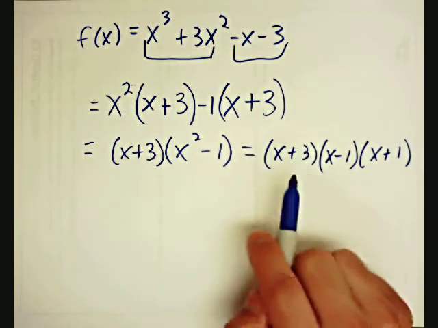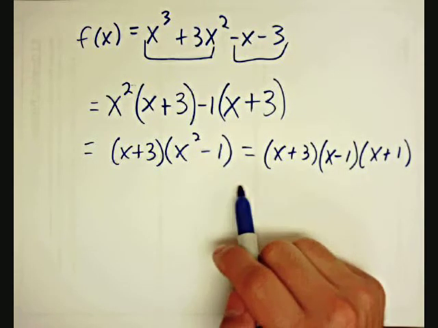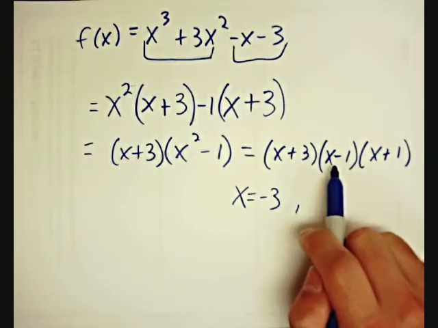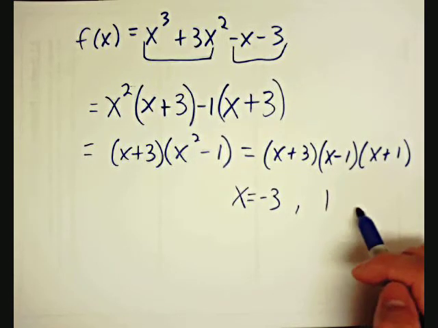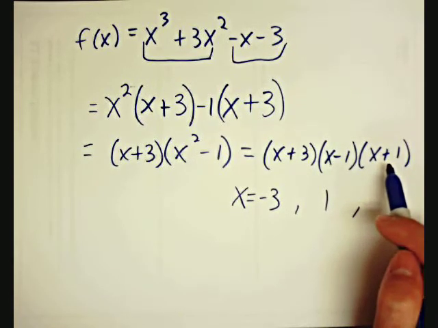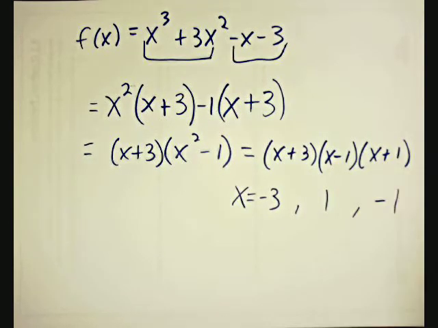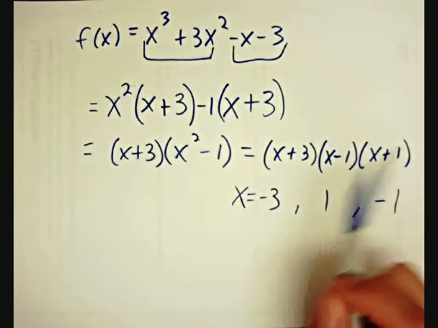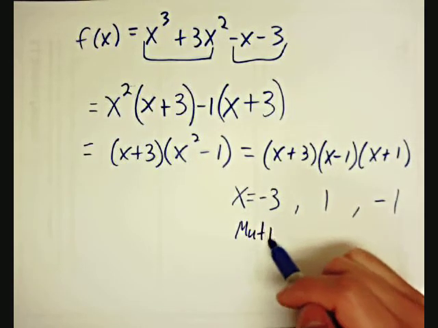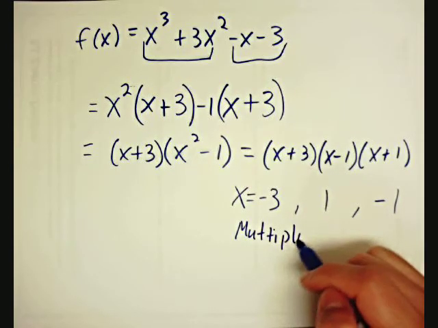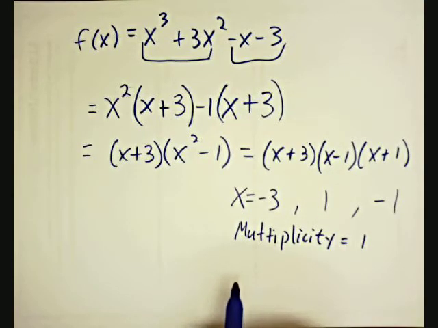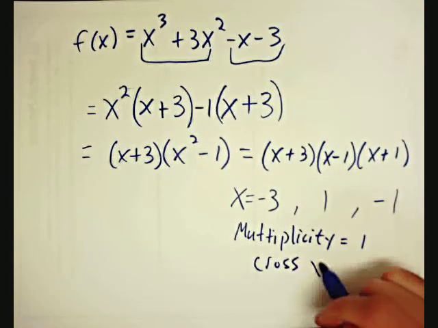So your zeros: if x is negative 3, that will be 0. If x is positive 1, 1 minus 1 is 0. And if x is negative 1, negative 1 plus 1 is 0. None of your factors are repeated more than once, and they don't have any powers on them. So all of these multiplicities equal 1. Multiplicity equals 1, and that means that all of these will cross the x-axis.